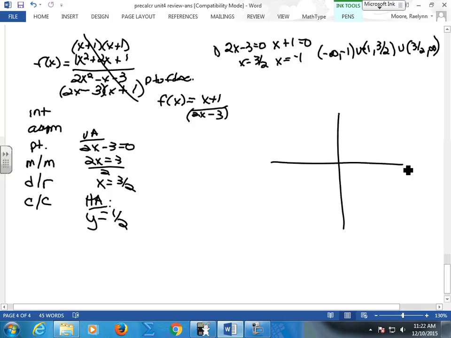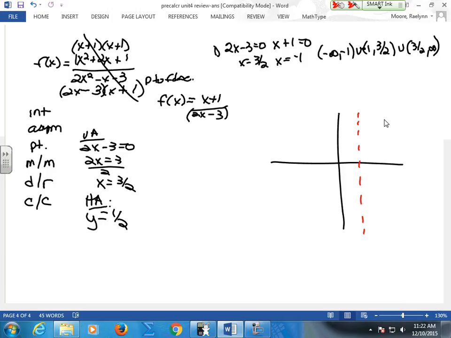I have a horizontal asymptote. I have a vertical asymptote. Oh, I lost my color. I have a vertical asymptote at 3/2. I have a horizontal asymptote. Okay, now I can sketch.